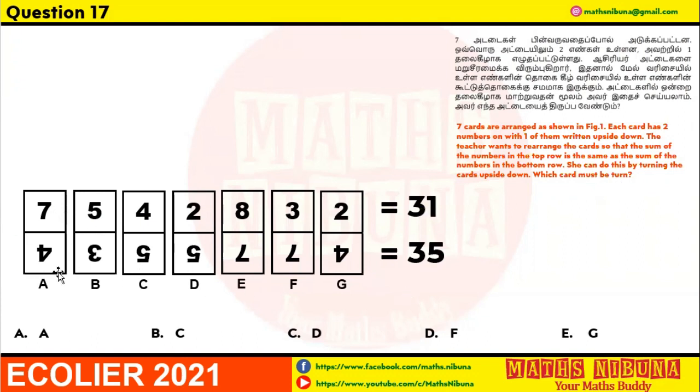At the bottom, you have 4 plus 3, 7. 7 plus this one, 10. 7 plus 10 is 17. 17 plus 7 is 24. 24 plus 7 is 31, plus 4 is 35. Now we have to make these two sums equal.